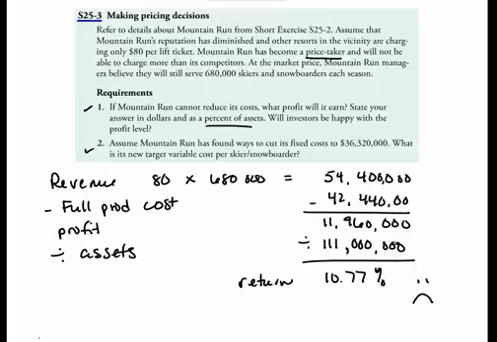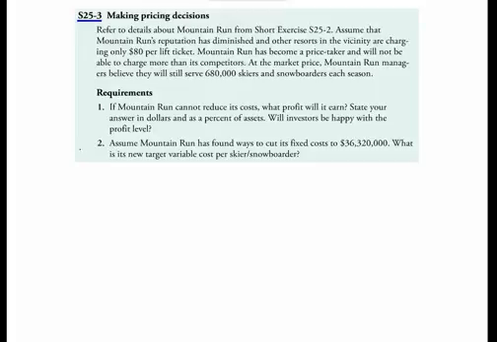The second part says, I'm doing this one now, assume that they found a way to cut their fixed costs. What is their new target variable cost per skier or snowboarder? So now we're doing the target pricing. So if we remember our other stuff, see the revenue is given, right? $80 a person times 680,000 people. So my revenue is the 54.4.